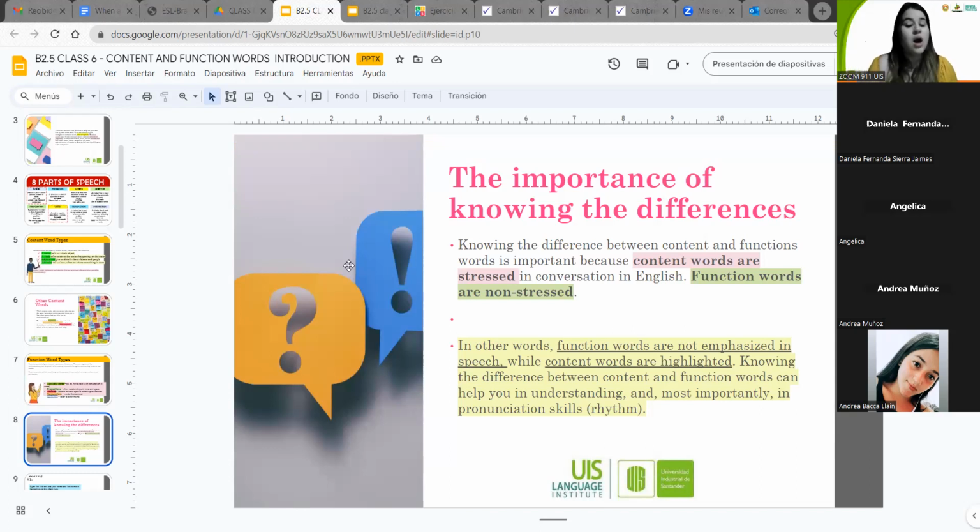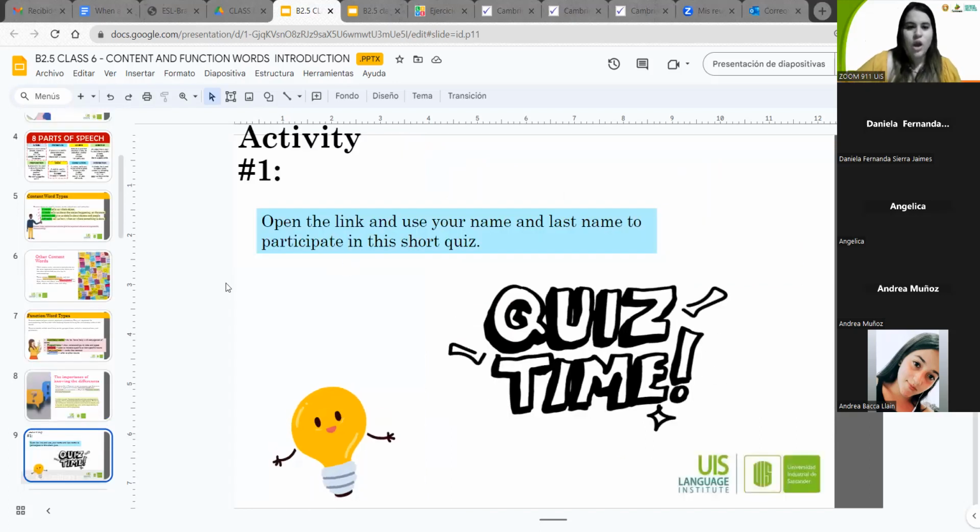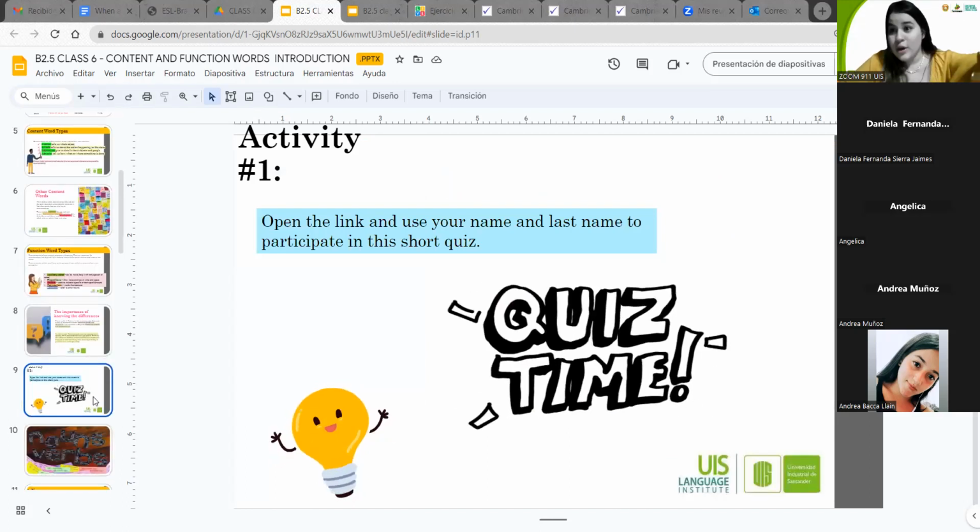Knowing the difference between content and function words can help you in understanding and, most importantly, in pronunciation skills like rhythm, so that we don't sound like a robot, super plain, showing zero emotions. It's going to help you with the rhythm and with your pronunciation skills. So this is very important. We're going to do that at the end.